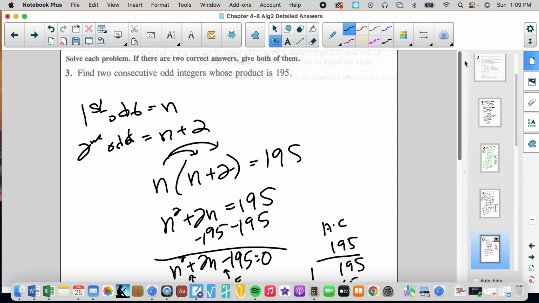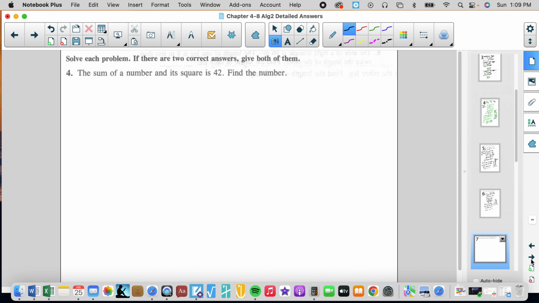So my 2 factor pairs are going to be when n is 13, the second consecutive would be 15, or when n is negative 15, my next consecutive would be negative 13. So those are the two pairings. These are fun, right? I mean, hopefully you see that they're fun.